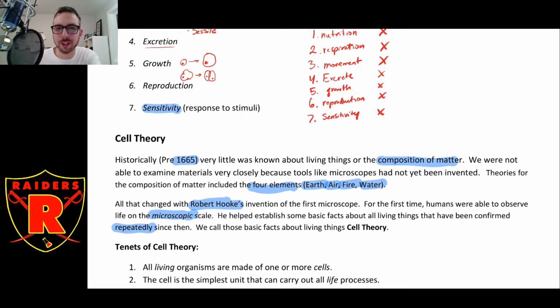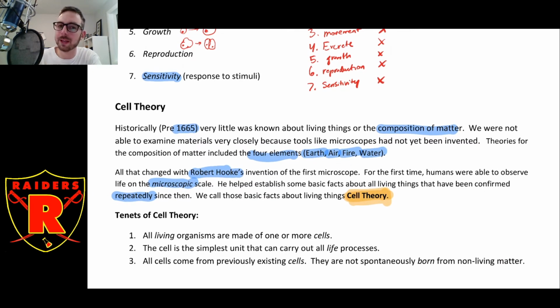So those true things about all living things that we discovered with the microscope, we call cell theory. The tenets of cell theory, those are the things that we learned about cells, are important. They're sort of like the foundation of biology, the study of living things. And so you need to know the tenets of cell theory. This actually comes up in grade 11 biology as well.